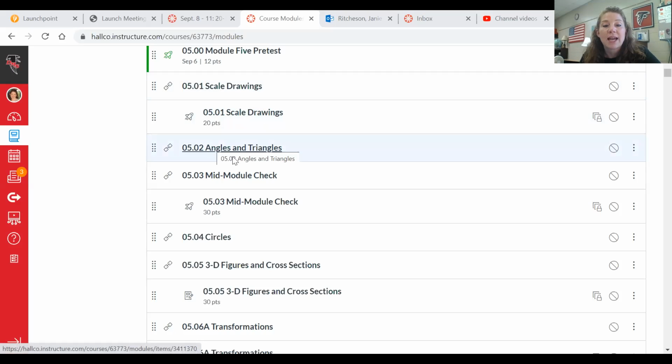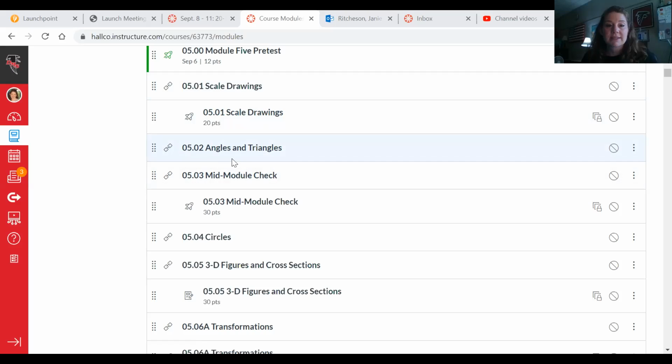For example, if you look at angles and triangles, you don't have questions directly after that section. However, there are questions in your mid-module check over that section. So it's not like you are not going to be held responsible for it, and questions over angles and triangles are on your unit test as well. So even though you may not have a formative assessment right away, don't think, oh, this doesn't really count, I can skip that section. Make sure you don't skip any sections.